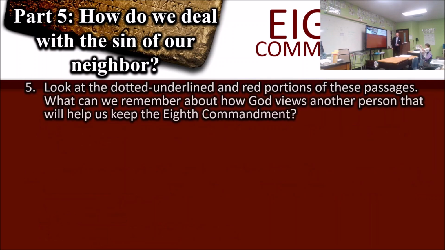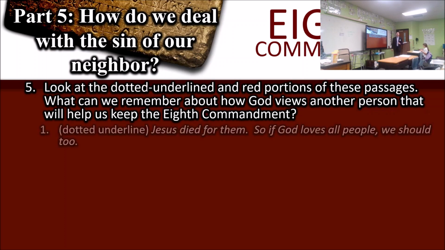Okay. So question 5 then, looking at the double underlined and red portions of the passages, what can we remember about how God views another person that will help us to keep the Eighth Commandment? The first answer is Jesus died for them, just as he died for us. And if Jesus died for them, that means God loves all people. If God loves all people, we should too.